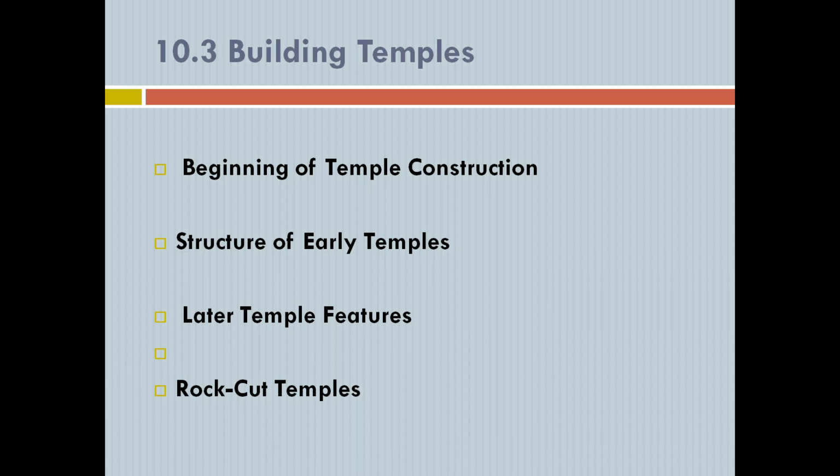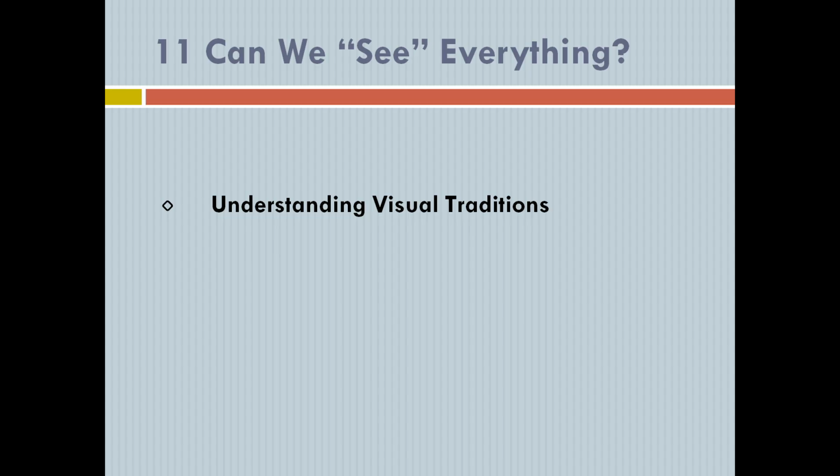Now let's move on to the last unit for this lesson. Can we see everything? Understanding visual tradition. The past had rich visual traditions: architecture, sculptures, painting. Many works were destroyed or lost over time. The remaining monuments show the vision of artists, masons, and architects. However, we may not fully understand their meaning today. Images meant different things to people 2000 years ago.